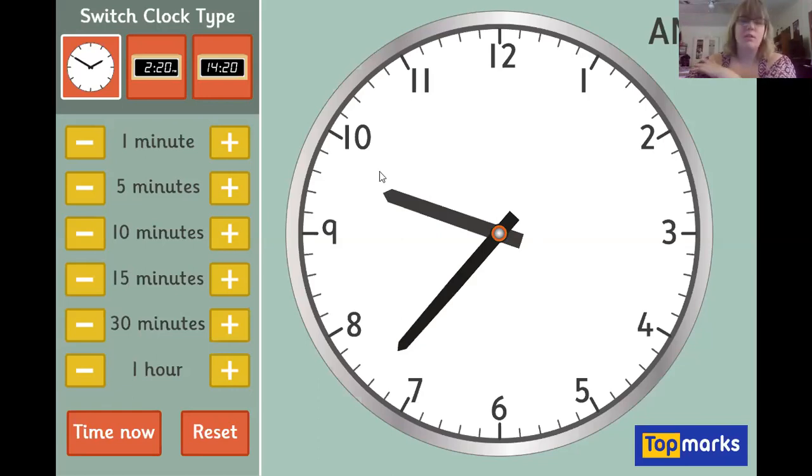So first we're going to talk about this thicker, shorter hand right here. So even though it's smaller, this hand tells us our hours of the day. Okay, so this is telling us what hour we are on. And it's kind of weird because if we look at it right now, it's between the 9 and the 10.